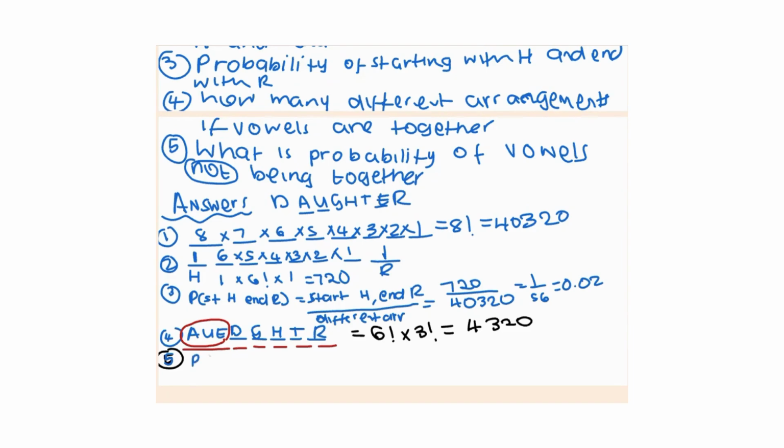So probability of vowels together, not, I'm just going to say together. Remember, when we say not, we use the cap on top there. So it means it's going to be 1 minus the probability of vowels together.